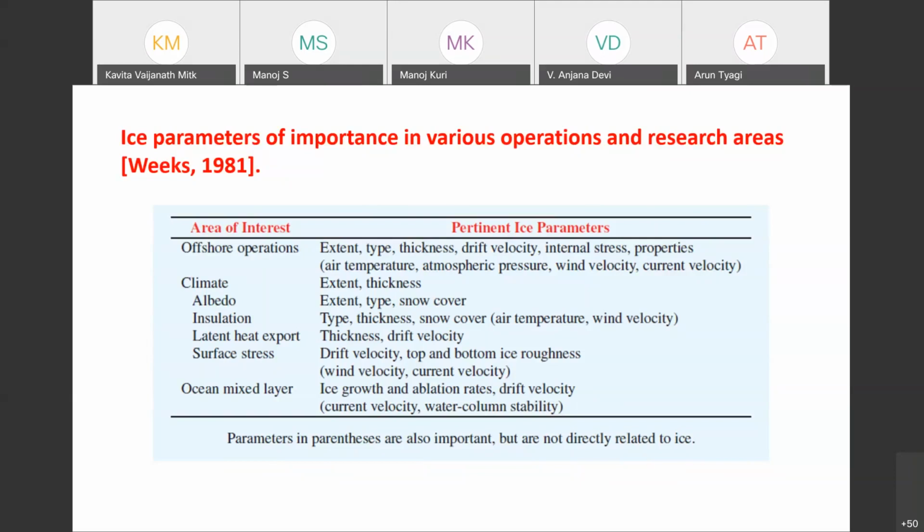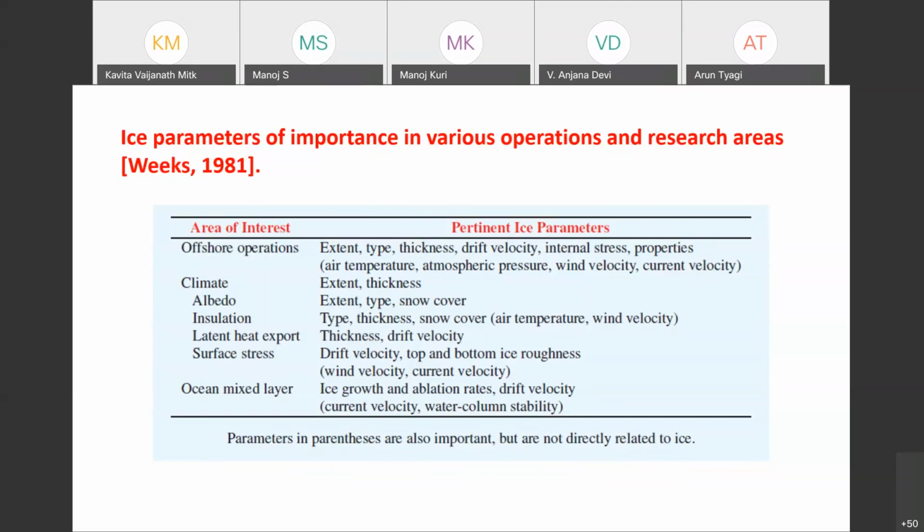All these parameters are very important, and not only one factor will play an important role while we form a sea ice advisory, but a combination of all these factors is very important. Then climate. So in climate, climate change, the sea ice extent and the sea ice thickness are the important parameters.